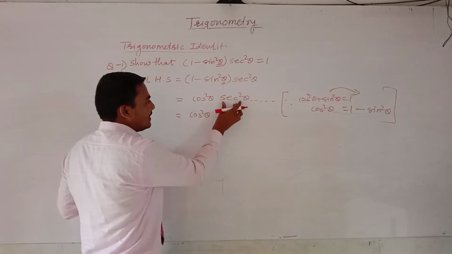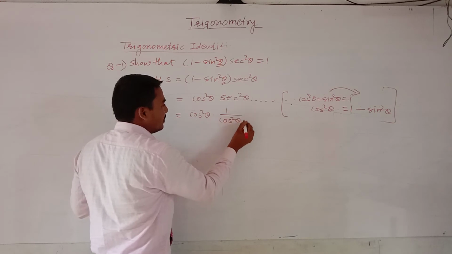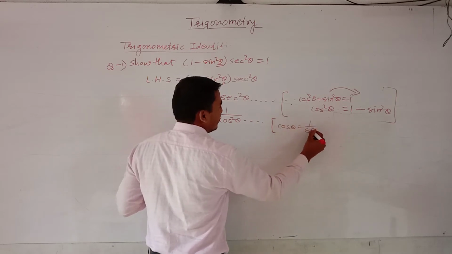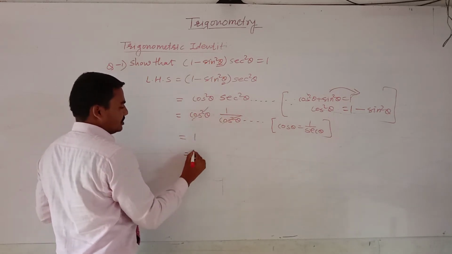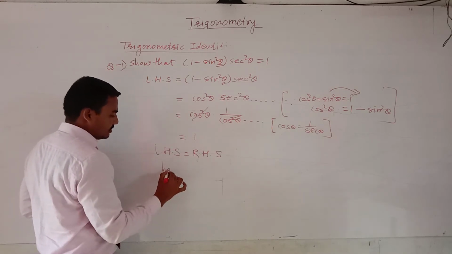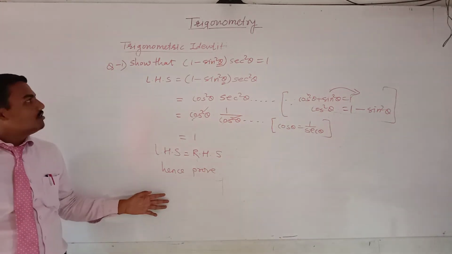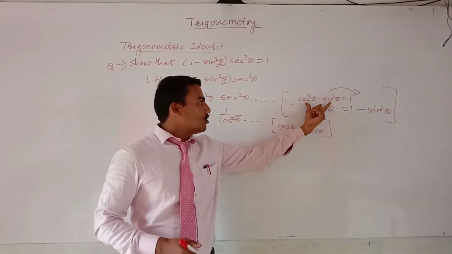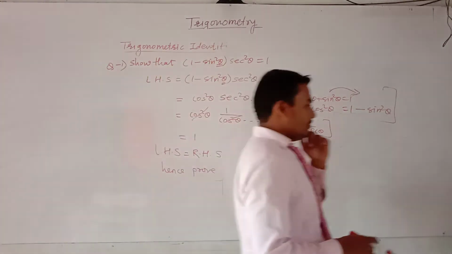Now cos square theta. I know sec is the reciprocal of cos, so 1 by cos square theta. The reason for this: cos theta is equal to 1 by sec theta. So cos gets cancelled, and what remains is nothing but your RHS. So LHS and RHS are equal, hence proved. Such simple numericals are also asked. These are the show-that numericals, and in them I have used the first trigonometric identity, cos square theta plus sin square theta is equal to 1. Understood all of you? Now next we have to see the next numerical.